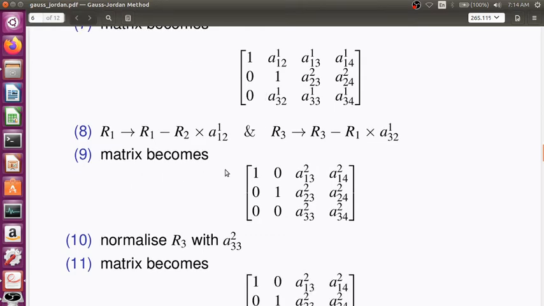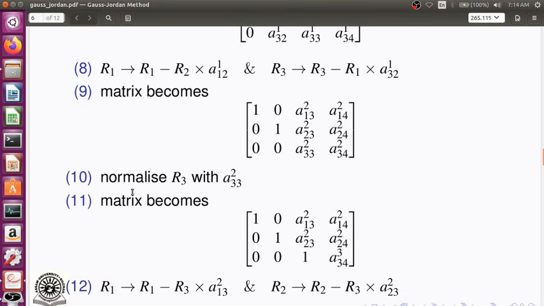So my matrix will become 1 0 a13', a14', because the operation has been performed here, and this row will remain as it is, and the third row 0 0 a33' and a34'. Now the step is we have to make a33 equal to 1. So we have to normalize row 3 with a33.